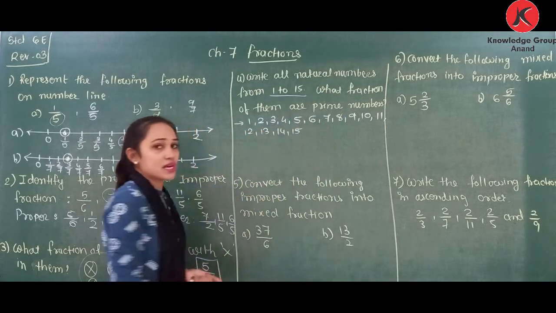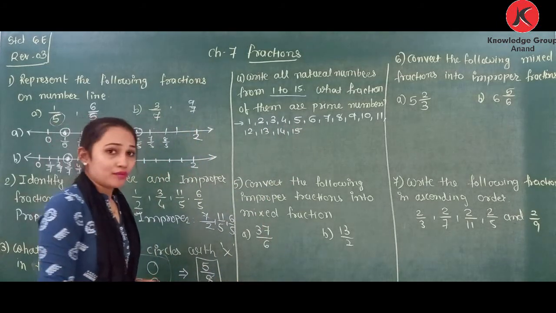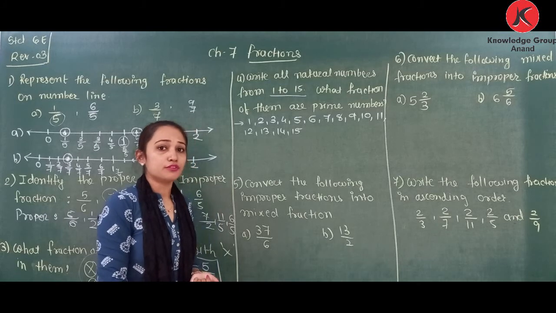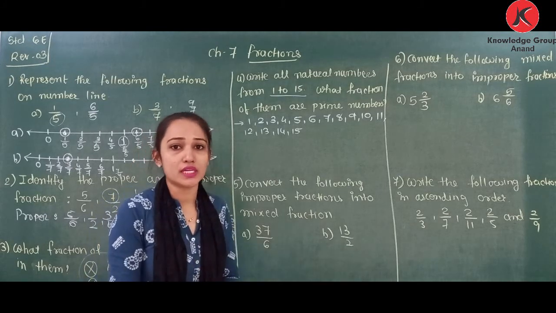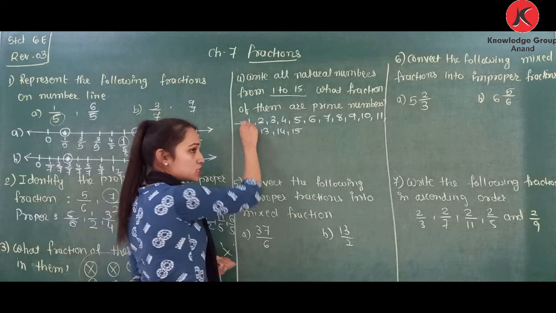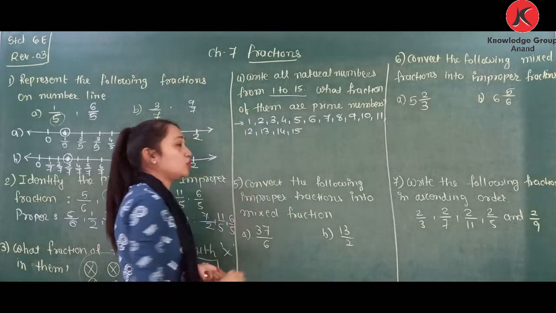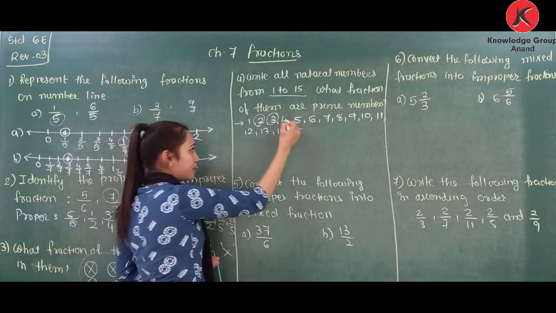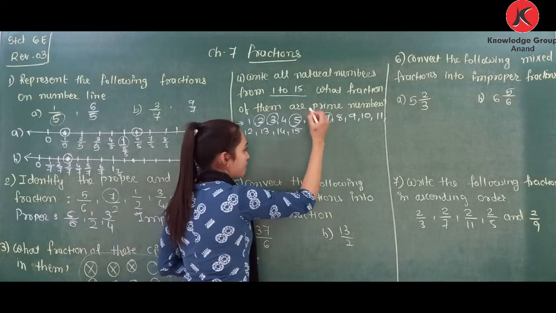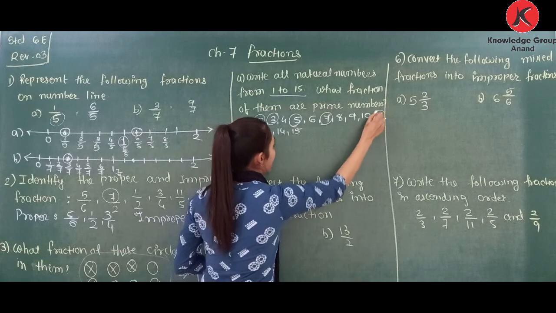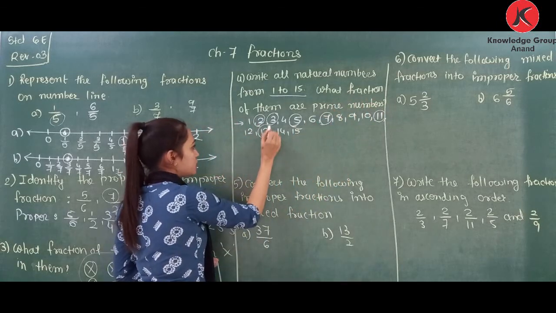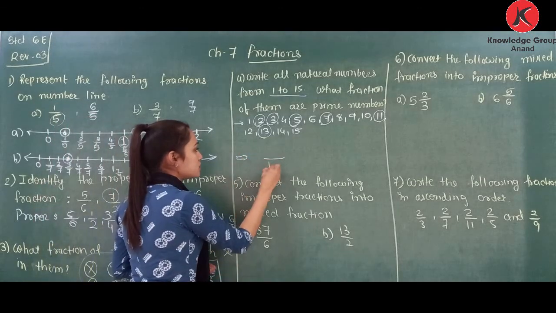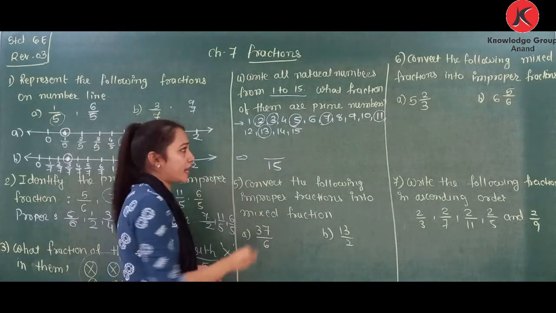Now total 15 numbers are there. Prime numbers, in the third chapter we learned what a prime number is. Prime number means it has only 2 factors, 1 and the number itself. So here 1 is neither prime nor composite. 2 is the smallest prime. 3 is also prime. 5 is a prime number. 7 is a prime number. 11 is a prime number. 13 is a prime number.